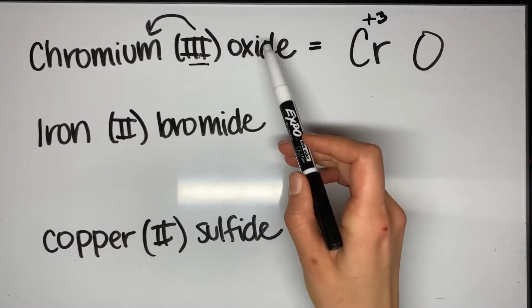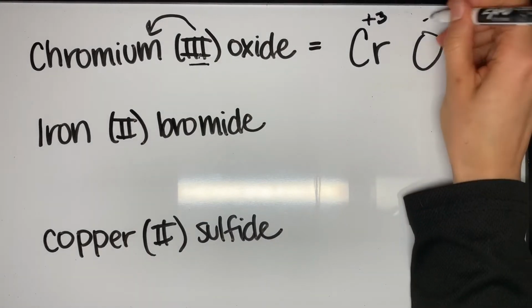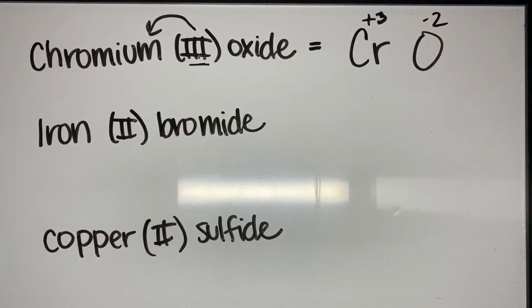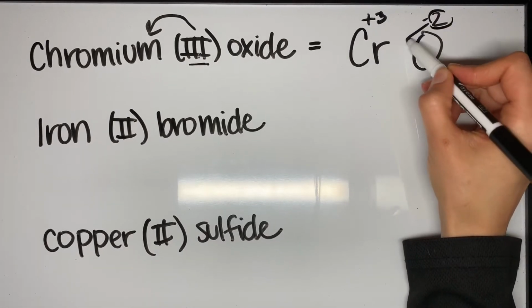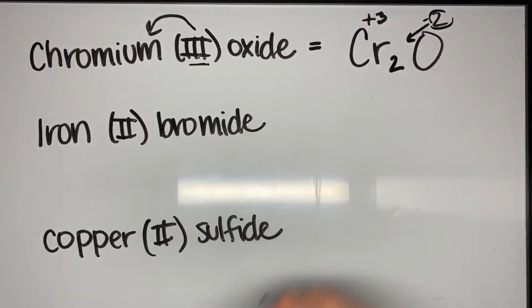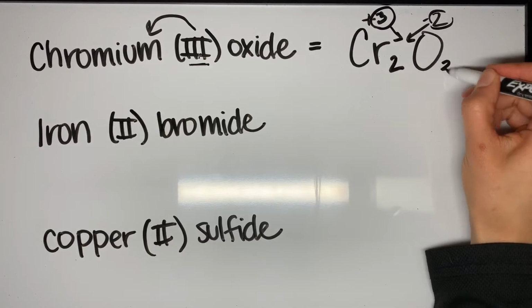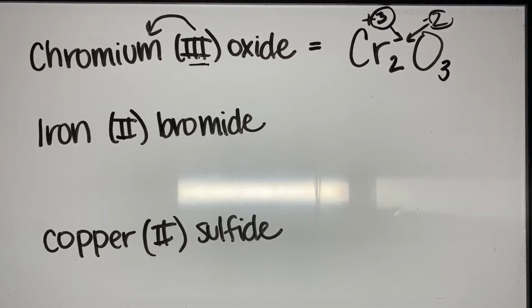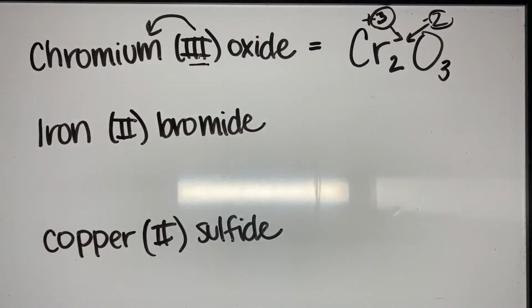There we go. And then oxygen, because it's in group 16, always is going to do a -2 charge. And then just like regular ionic compounds, we're going to crisscross. So this 2 above the oxygen is going to come down as a subscript on the chromium, and this 3 above the chromium is going to come down as a subscript on the oxygen. And that's the formula for chromium 3 oxide.